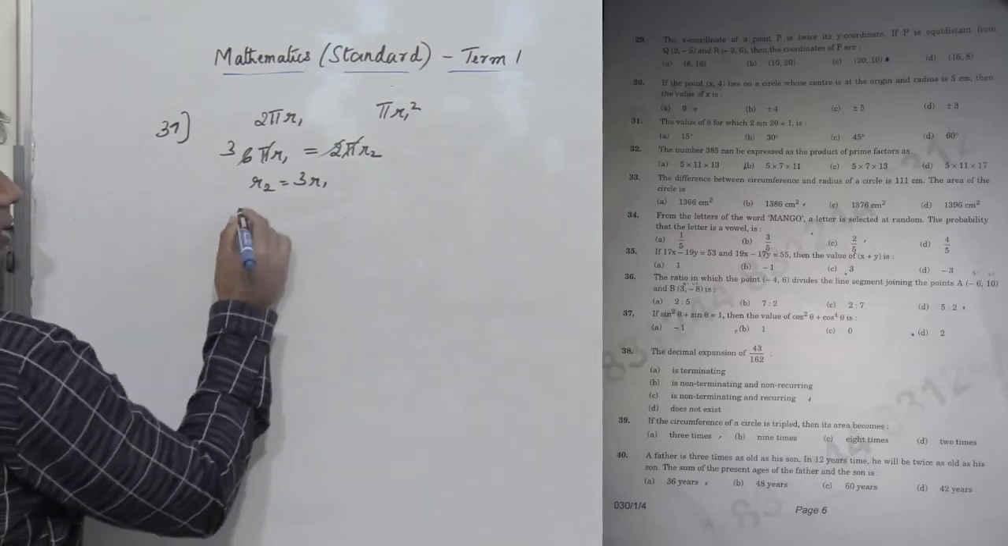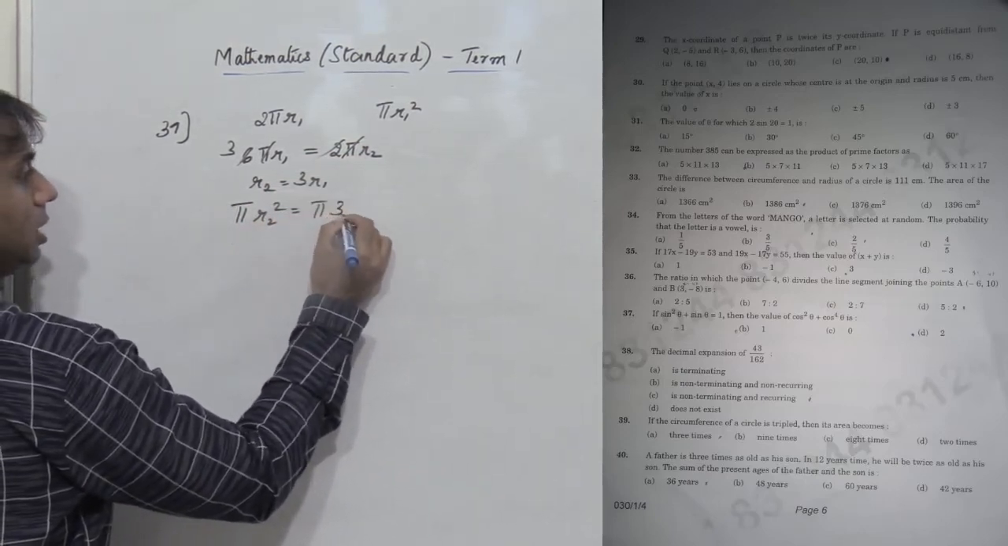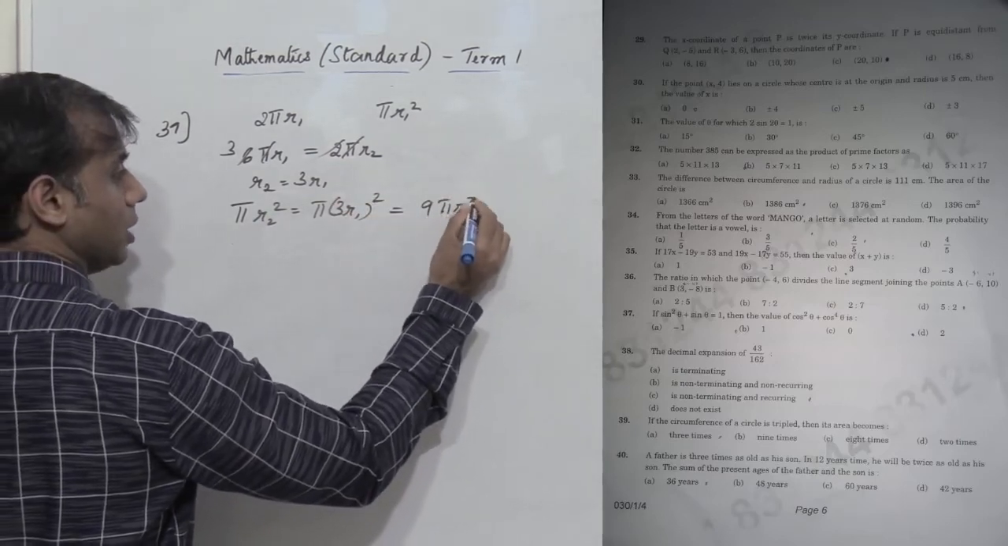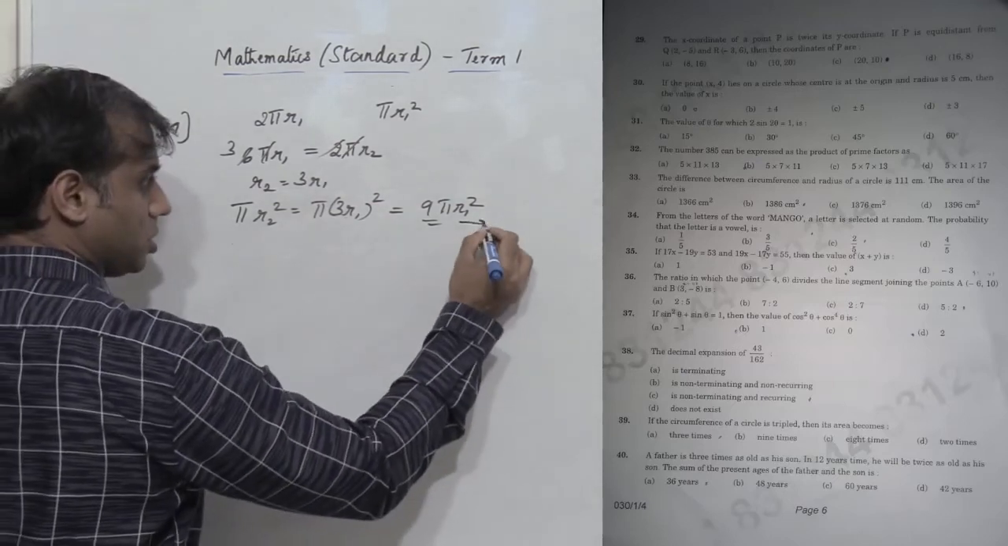So what is the new area? Pi r2 square, which is pi into 3 r1 the whole square, which is 9 pi r1 square. So we find that the area has been increased 9 times, right? So 9 times, which is option B.